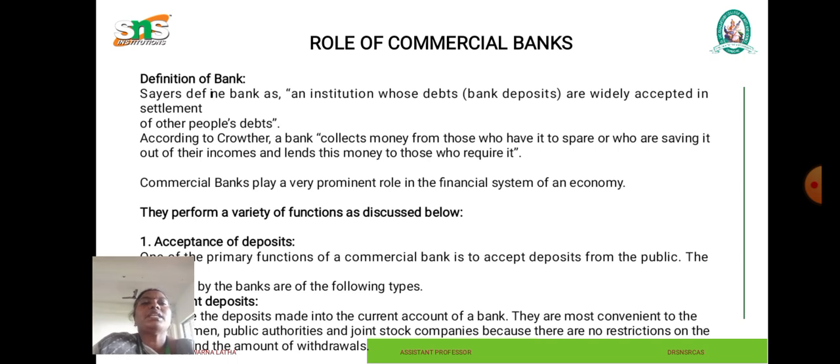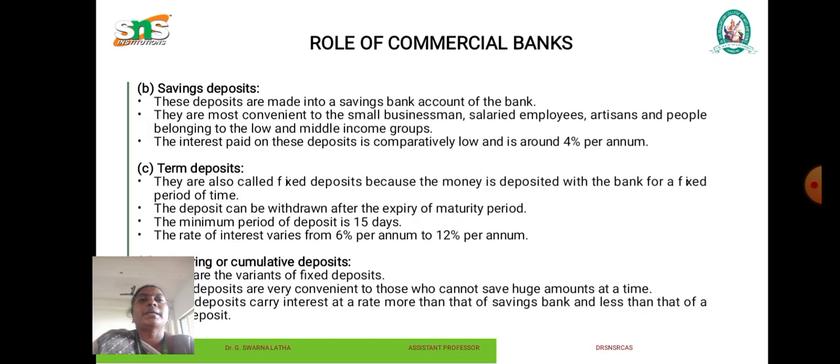Now we can see the variety of functions. First one is acceptance of deposits. It is a primary function of a commercial bank to accept the deposits from the public. The public people deposit the money into the bank, whoever has the surplus amount within them. The next one is savings deposits.